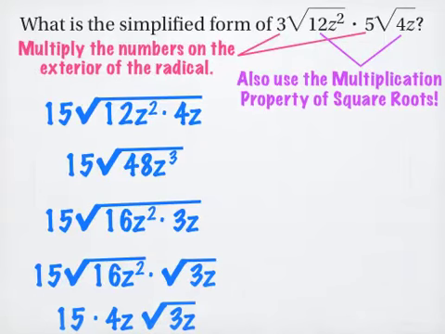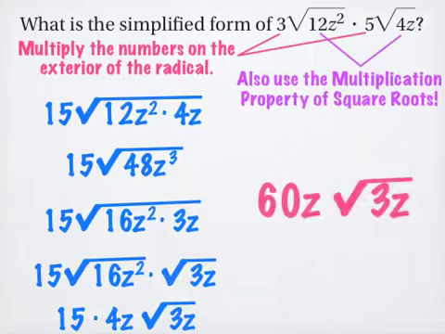So I'm going to have 15 times 4z, which is the square root of 16z squared, and then times the square root of 3z. Well, 15 times 4z gives you 60z. So your final answer is 60z square roots of 3z.